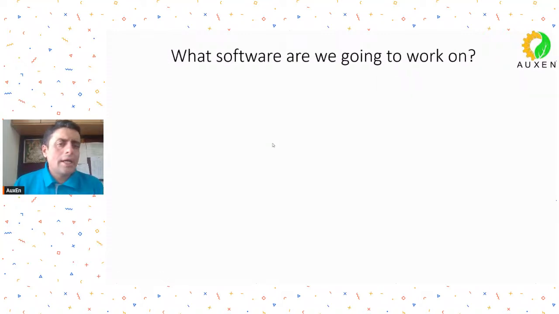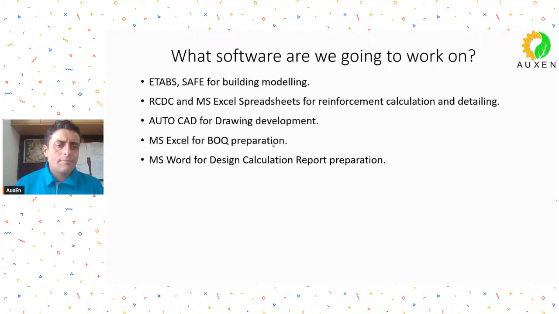Another query which you might have is the software that we are going to work on. We will be working on ETABS and SAFE for the building modeling. We will not be taking up STAAD in this. Then we will use RCDC and Microsoft Excel for reinforcement calculation and for detailing purposes. We will be using AutoCAD for drawing development, and Microsoft Excel once again for BOQ preparation, and Microsoft Word for the design calculation report. So these are the software that we are going to work on.